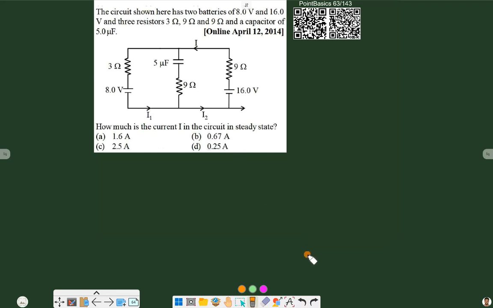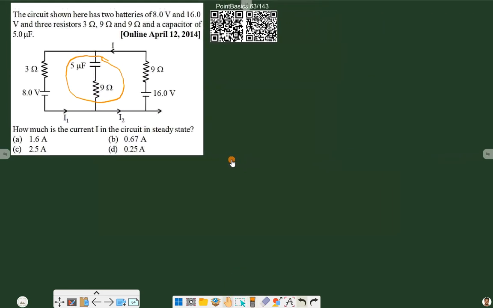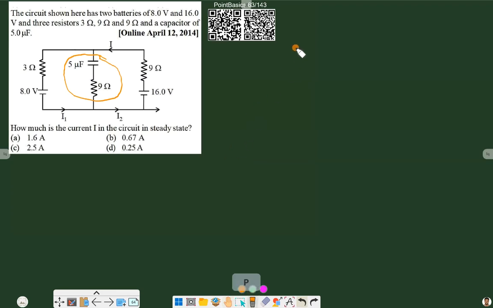So we have to find the current in steady state. Now, as the capacitor is in steady state, it charges to the full of its capacity and there is no further current flowing through it. So if there is no further current flowing through it, this whole part is removed from the circuit. This capacitor and the resistance attached to it is not functioning in the circuit. So our effective circuit will be something like this.